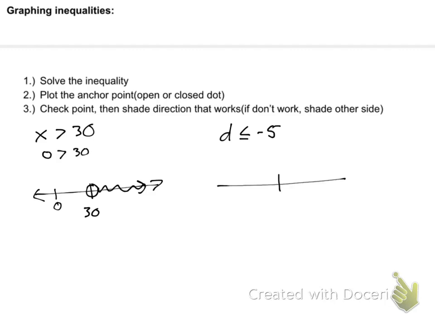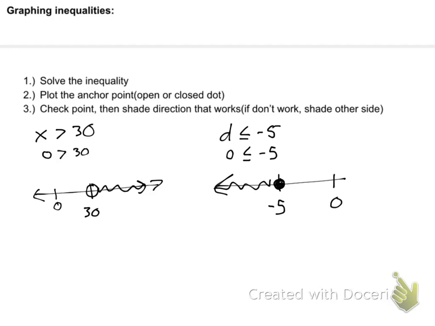What's my anchor point? Negative 5. Open or closed? Closed. Choosing 0 again. Is 0 less than or equal to negative 5? Is that true? No. So does this point work? No, so I shade the left side.